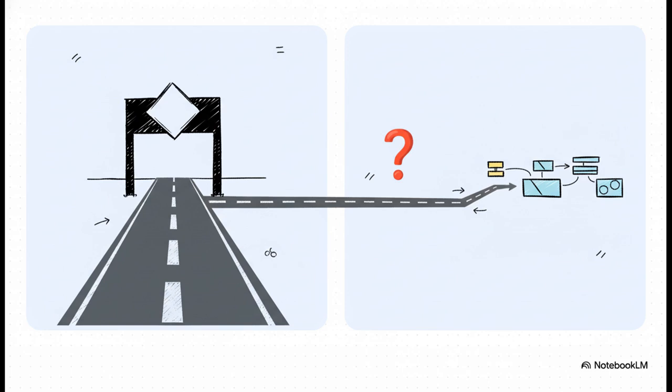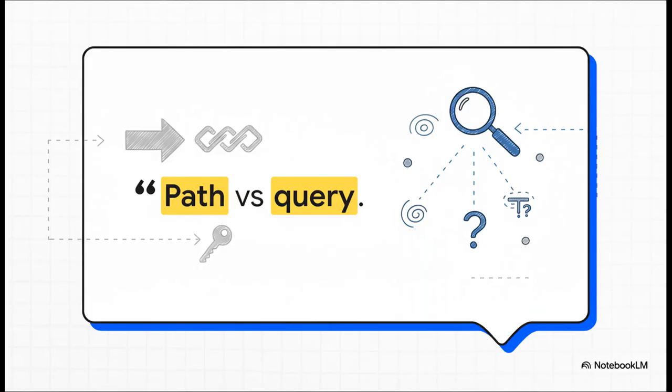@RequestParam is different. It's the stuff after the question mark, like users?role=admin. This is for optional stuff like filtering or sorting. It's like asking the mailman to only deliver packages on Tuesdays. It's an extra instruction, not part of the main address. So the takeaway is easy. Path versus query. Path is for required IDs. Query is for optional filters.